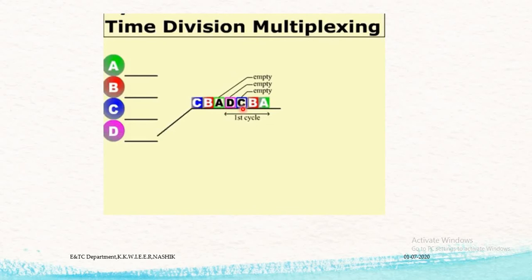So each one has a fixed time slot, whether it is passing the signal or not, but the time slot is there. So here C, D, A are the empty slots. So here we are just wasting time. And then comes B. So here we are not checking whether the data is there or not. We are just passing the signal for that particular period of time. This is a time division multiplexing technique.